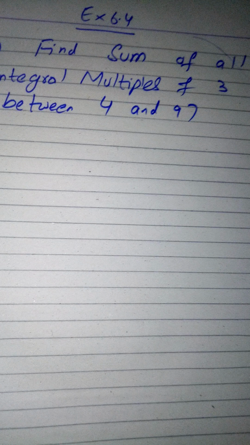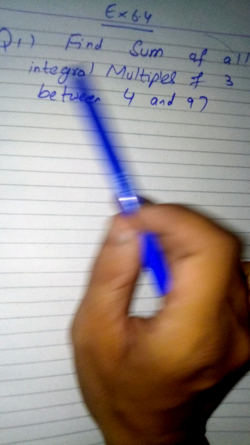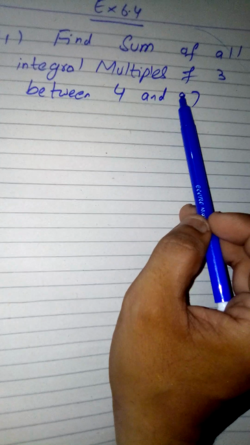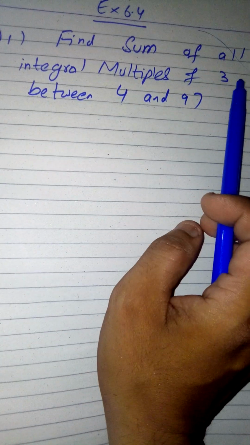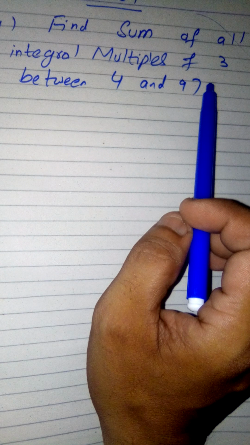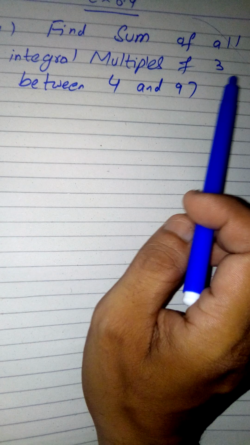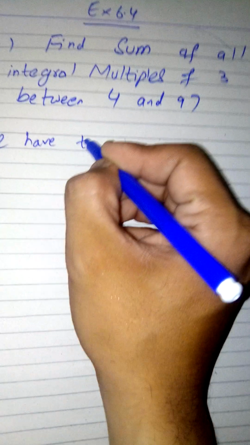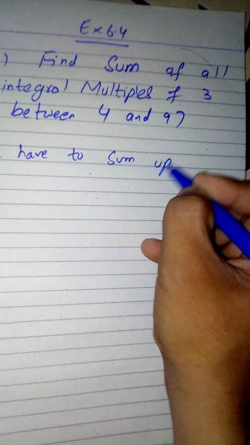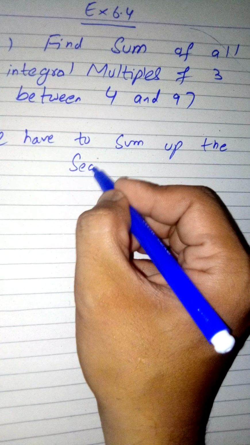Find the sum of all the integral multiples of 3 between 4 and 97. Now we have to sum up the sequence 6, 9, 12 up to so on 96, because the sequence is the integral multiples of 3 between 4 and 97, and they are 6, 9, 12 up to so on 96, and we have to find out the sum.